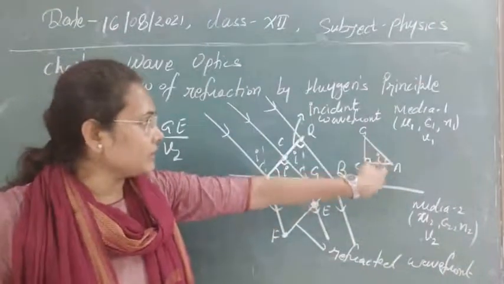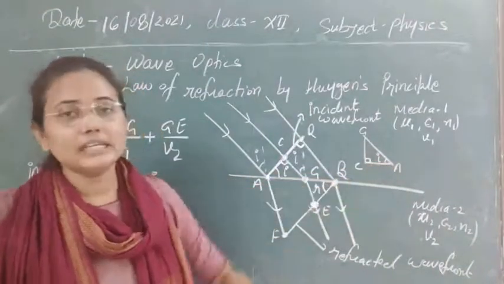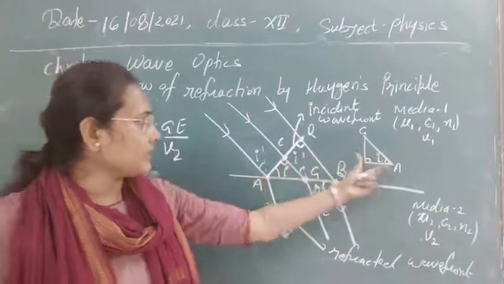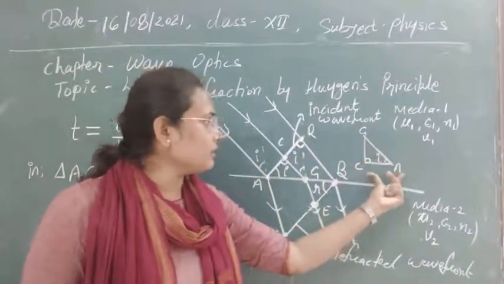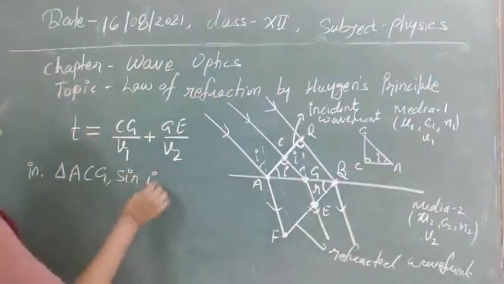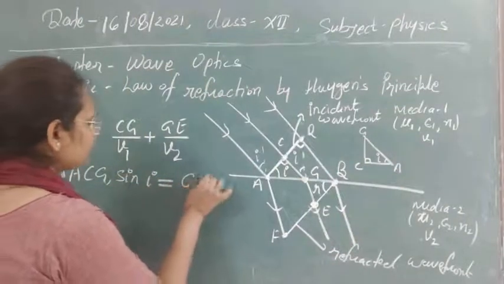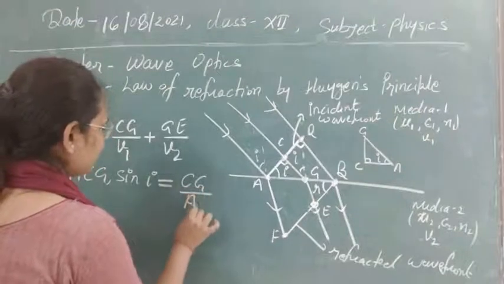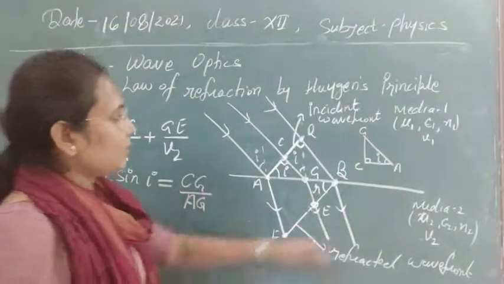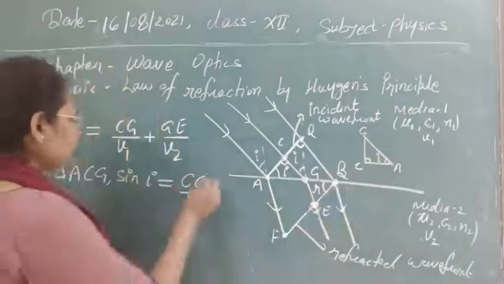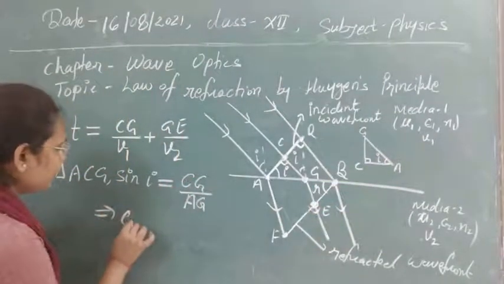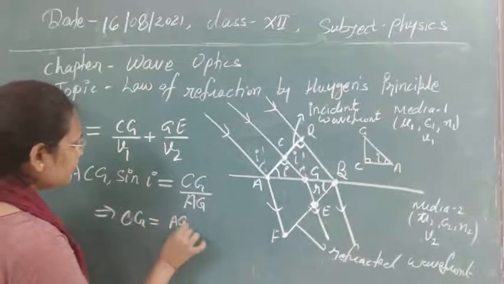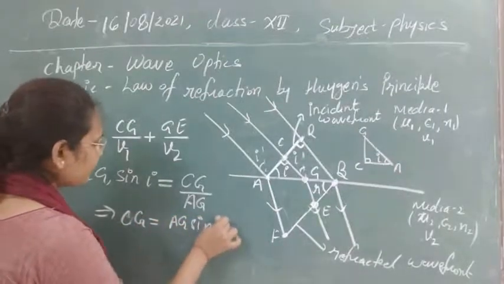So if you make it this way, you can now write easily the value of sine i. By trigonometry, sine i is equal to CZ upon AZ. Not CA, AZ. So AZ is our hypotenuse here. So from here you can calculate the value of CZ. This value of CZ becomes AZ sine of i.